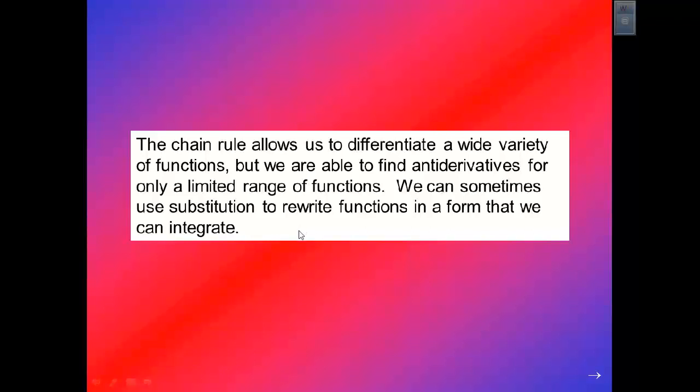Now, the chain rule allows us to differentiate a wide variety of functions, but we are able to find antiderivatives for only a limited range of functions. There are going to be a lot of functions that you're going to run into that you're going to try to take the antiderivative or the integral of, and you can't do it. And that's one of the reasons why, in the last section of the last chapter, we talked about approximations.